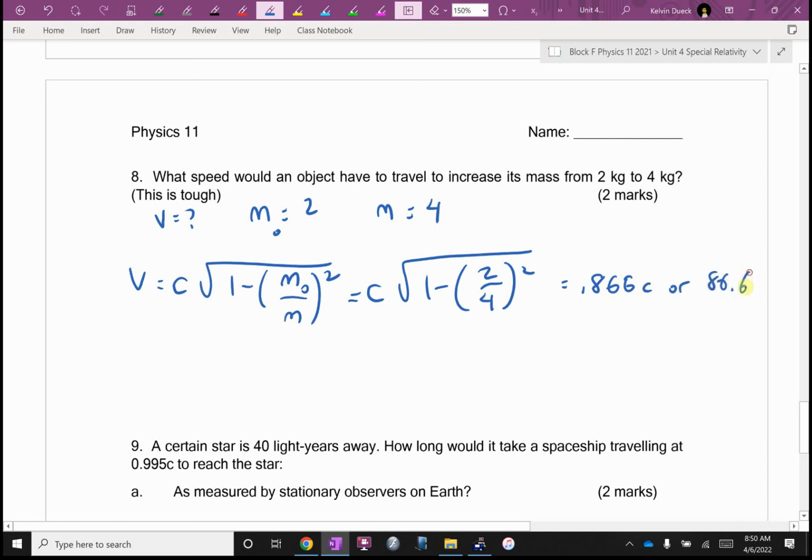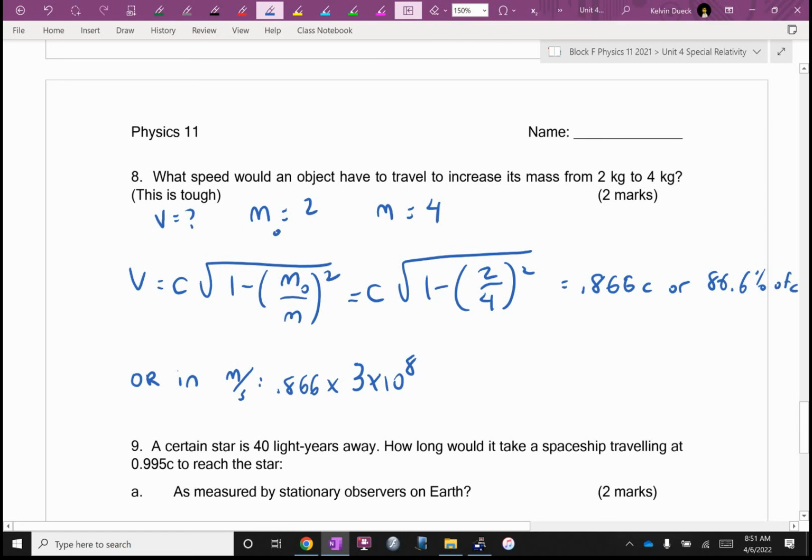Or 86.6% of C. If you got that, I'll give you 2 out of 2. If you converted it to meters per second, how would I convert this to meters per second? In meters per second, I just multiply 0.866 times 3 times 10 to the 8th. I actually just put the number in there.